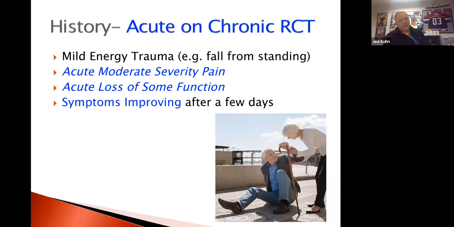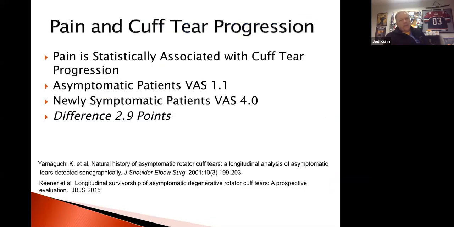Acute on chronic rotator cuff tears are kind of this hybrid. The energy that produced the trauma might be minimal, a fall from standing. They have pretty bad pain. They might have a loss of function, but what's interesting is in these patients, after a few days, they start to feel better and start to move again. And the next slide. And that's a form of rotator cuff tear progression.